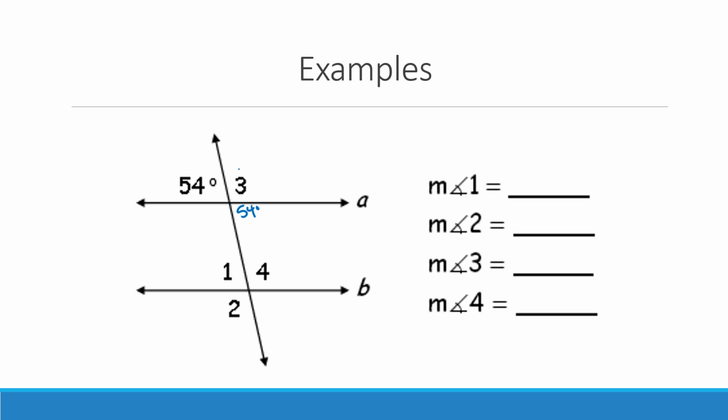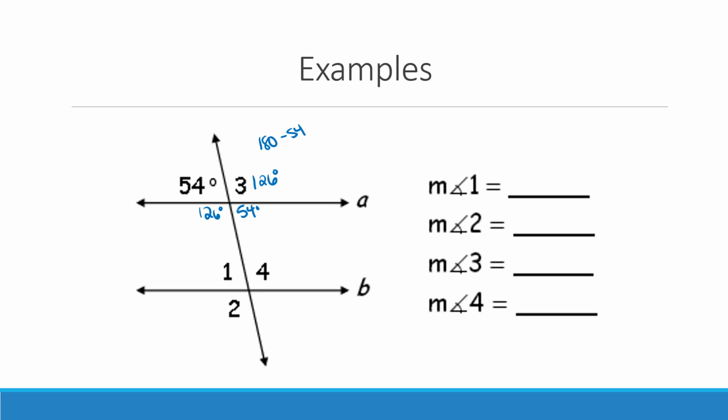So how do I figure out the one that's beside it? Remember, 180 is your magic number here. If I do 180 minus 54, that's going to give me angle 3. So angle 3 is going to be 126 degrees. Now, if this is 126, I know I'm not asked to find it, but I'm going to label it anyway. What's the one across from it?